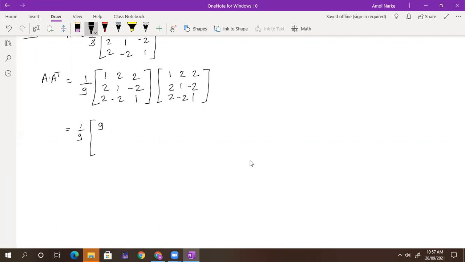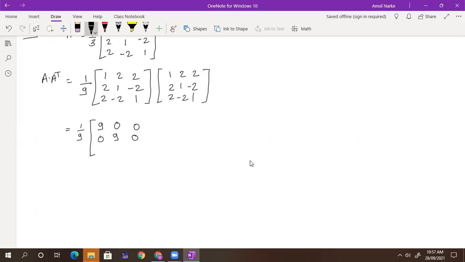Yes. Second element, please. So 0. Sir, 0. What is next? Again 0. Why 0? See, first row, third column. If you multiply, sir, I am getting 2, I am getting minus 4, and I am getting 2. So what happened? Ultimately, you are getting 0. Here also you are getting 0. Here you are getting 9.